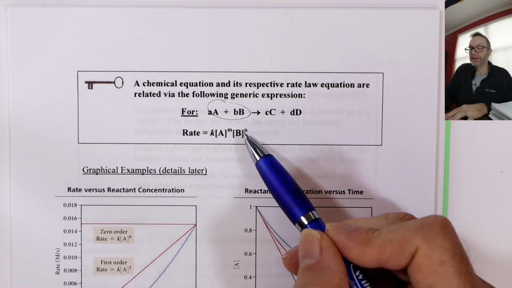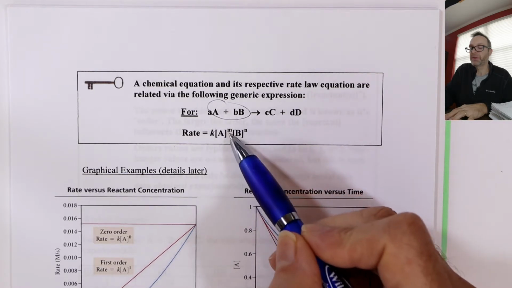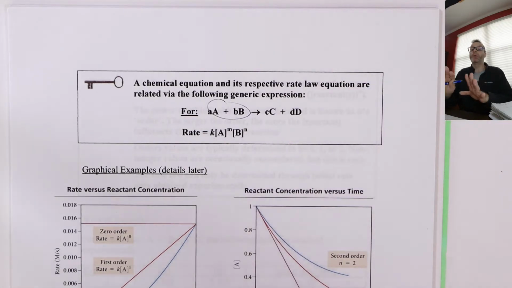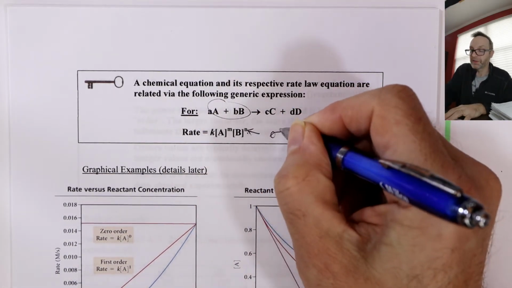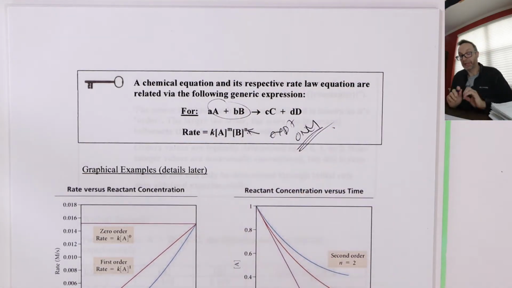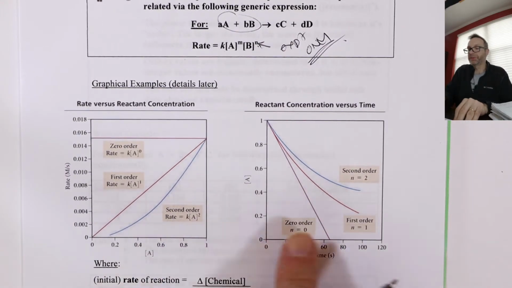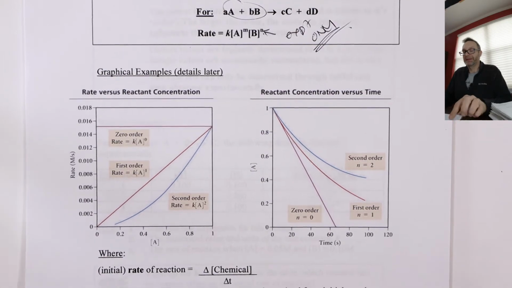[A] to its order, [B] to its order. You'll notice a and b in the front here are not the same as m and n. They may be coincidentally, like 1 and 1 or something, but not necessarily. So again, you've got to get this from experiment only. Now, we'll come back and look at this in a moment, and this will make more sense as we talk. But let's just remember what this means.